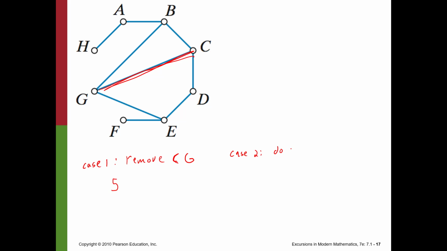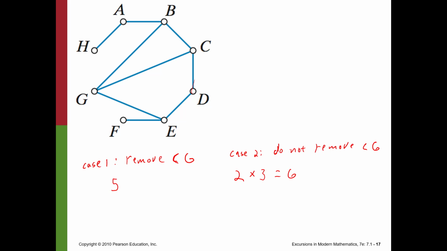Case two: do not remove CG. Okay, so let me get rid of that. We're not going to remove that. And so to break up the circuit B, G, C, B, we either have to take out BC or BG. Either one will do because you're just breaking the circuit. So there are two ways to break up the three-edge circuit. But then you also have to break up the four-edge circuit, and you can't remove CG because we've already accounted for all the ways that you could do that. So you could take out either CD, DE, or EG. So there are three ways to break up the second circuit, so 2 times 3, and so that's 6.